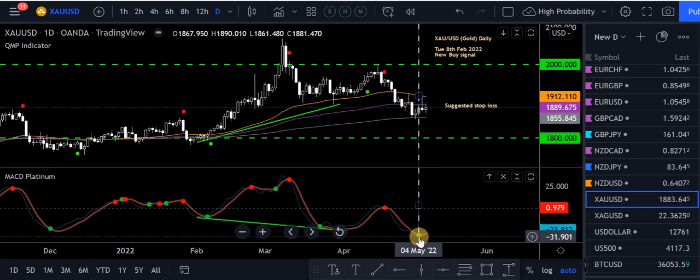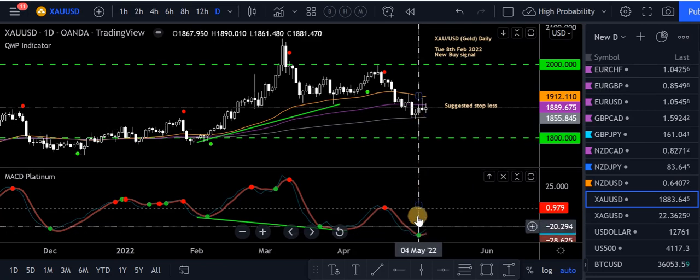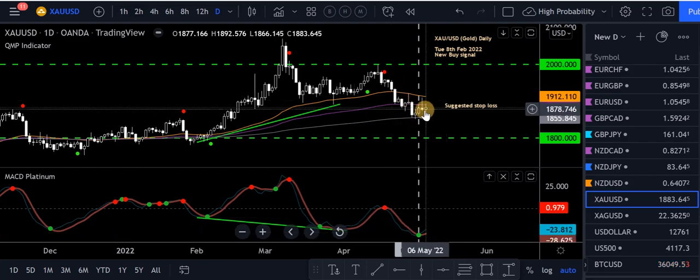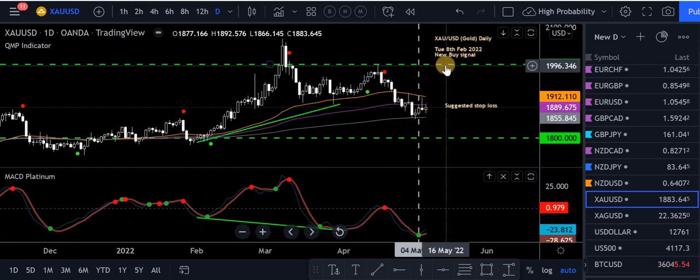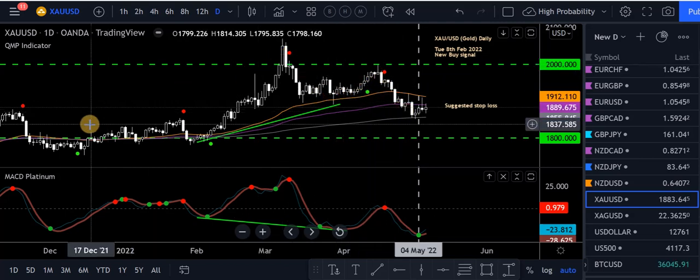The MACD Platinum's below the zero level, so that puts me in. That's why the warning line is there, green dot below the zero level, looking to buy. There's no supporting divergence, but if a buy trade presented, I'd take it. I like trading gold. It's not a hard pair to trade using this method.